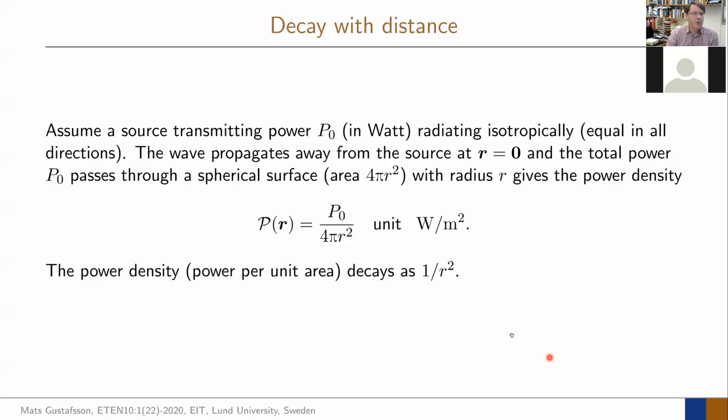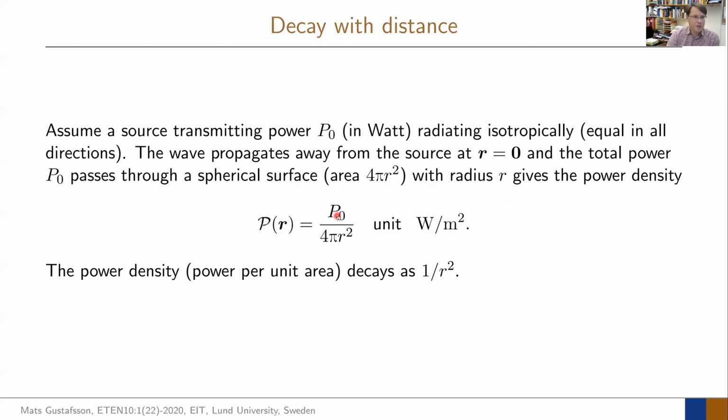And then the wave propagates away from the source. The source is at point 0. In this course, I denote vectors here with boldface notation. So this R is that you are in the center of the coordinate system. And then this total power P0 passes through a spherical surface. The spherical surface has an area 4 pi r squared, radius r.